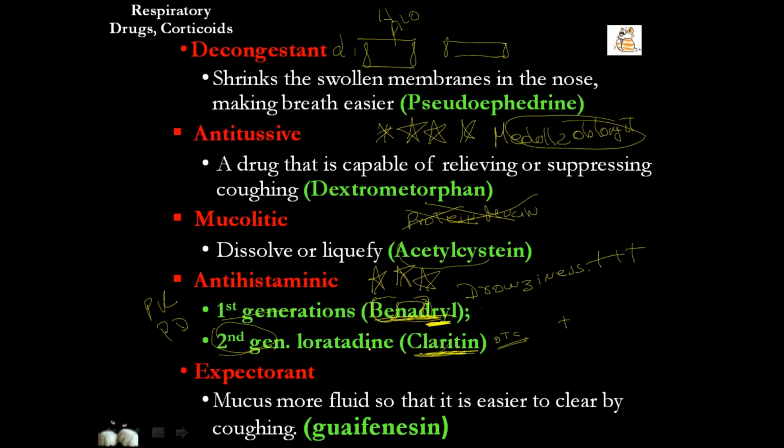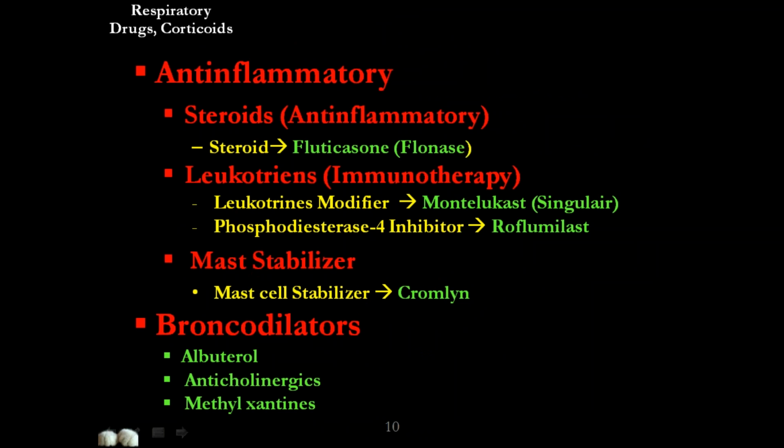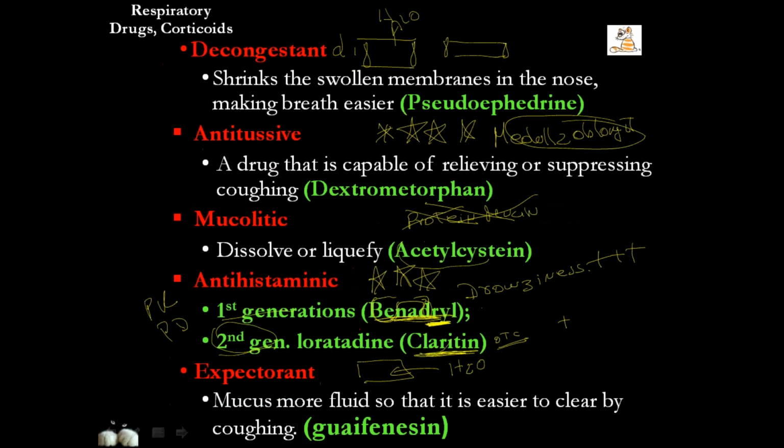We have the expectorant guaifenesin. What it does is, if you have the mucus, it is going to bring water into the mucus, making the mucus more fluid. All right, so in the previous part we were talking about the upper respiratory tract: decongestants, antitussives, mucolytics, antihistaminics, and expectorants.